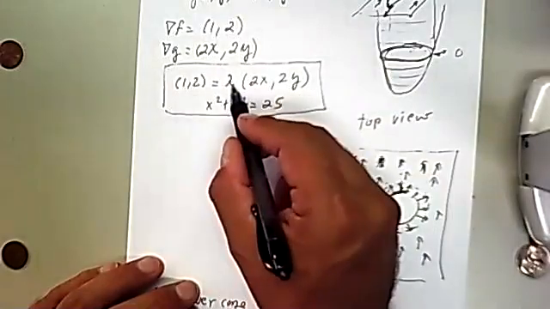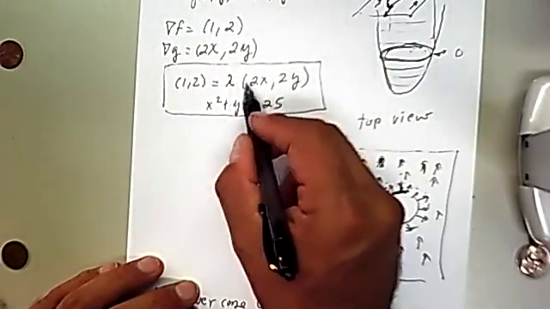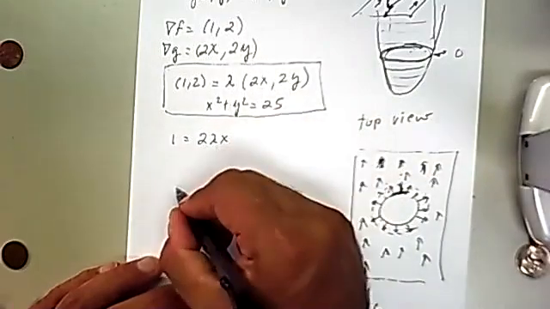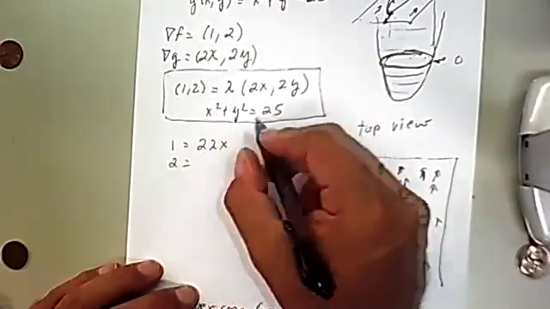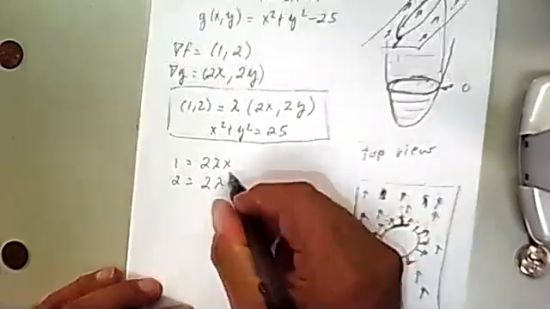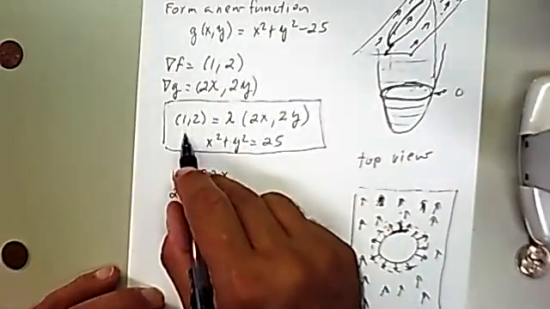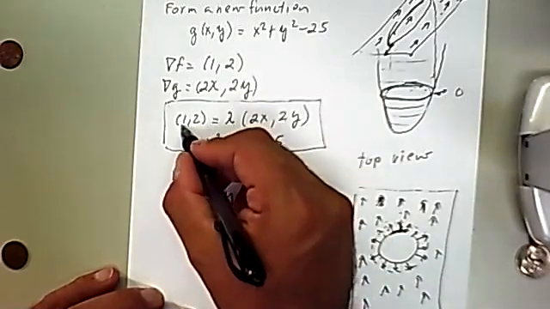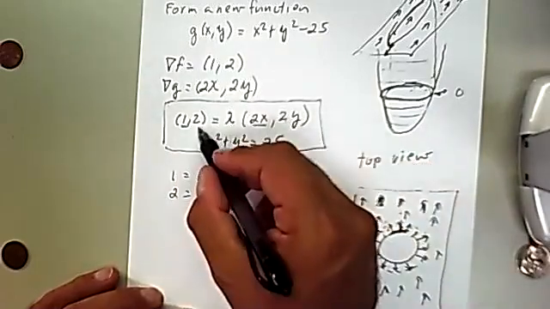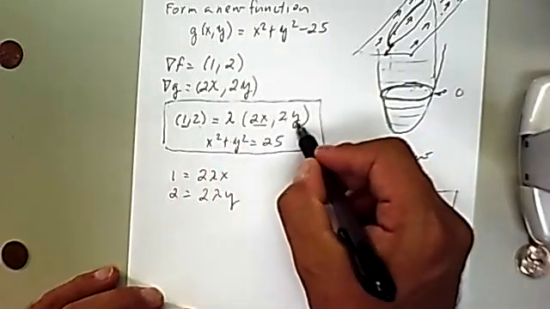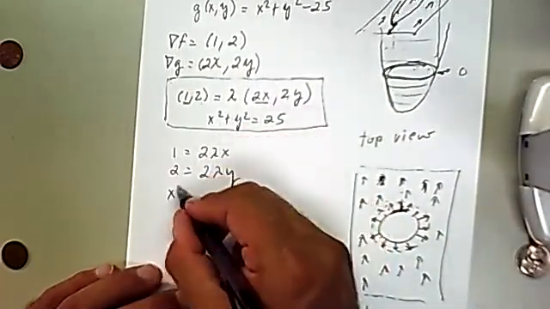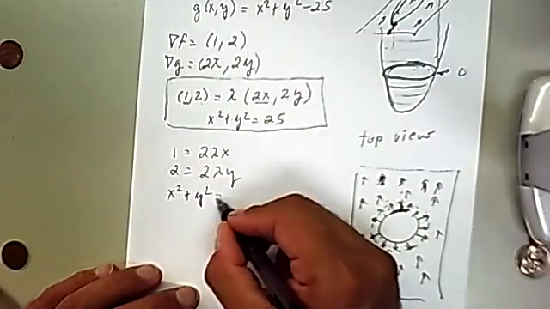This means that 1 is equal to 2x lambda, or 2 lambda x. 1 equals 2 lambda x. And 2 is equal to 2 lambda y. If two vectors are equal, that means the corresponding components have to be equal, which means this has to be equal to that, except that we have to multiply by lambda first. And the second component has to be equal to the second component, except that lambda should be also included. And we got to keep this, x squared plus y squared equals 25.